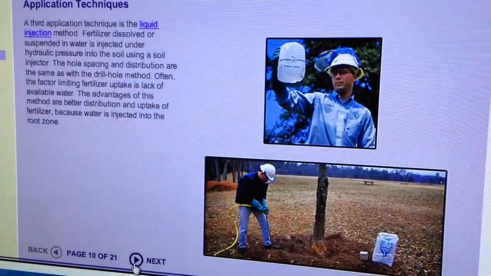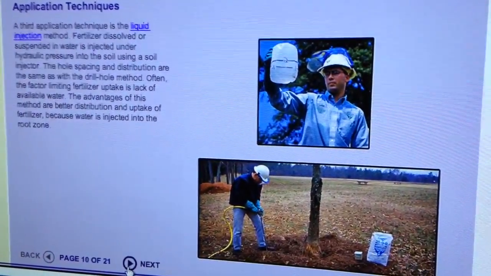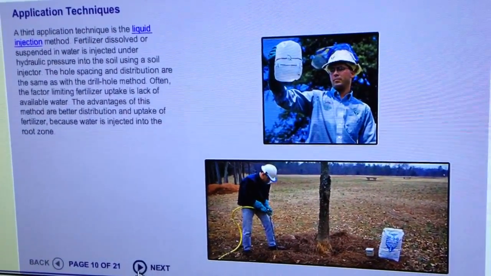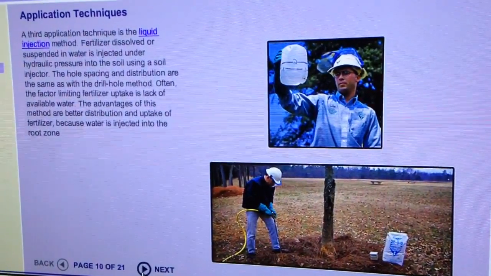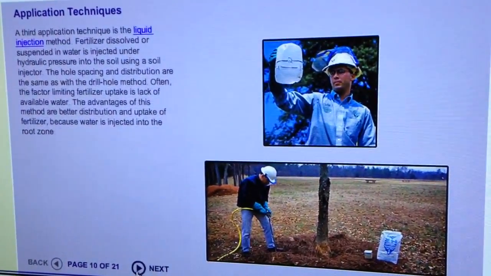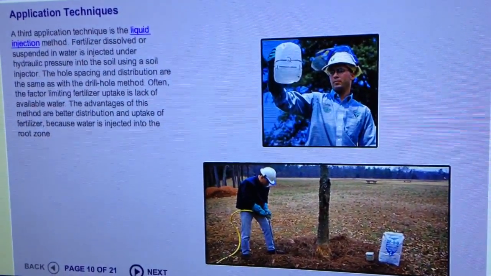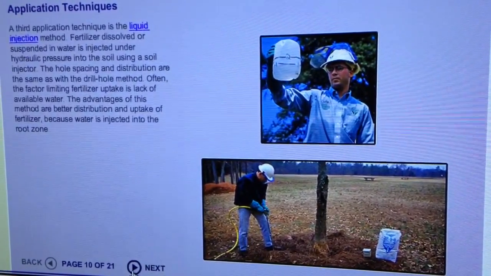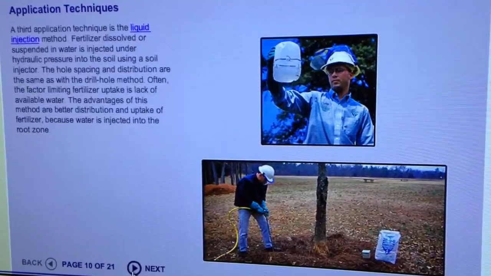A third application technique is the liquid injection method. Fertilizer dissolved or suspended in water is injected under hydraulic pressure into the soil using a soil injector. The hole spacing and distribution are the same as with the drill hole method. Often, the factor limiting fertilizer uptake is lack of available water. The advantages of this method are better distribution and uptake of fertilizer because water is injected into the root zone.